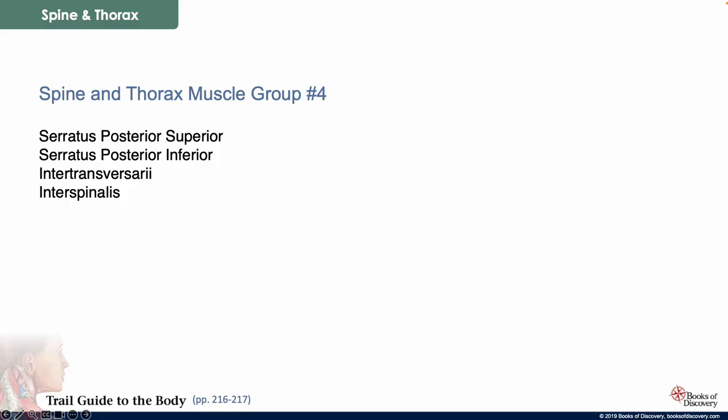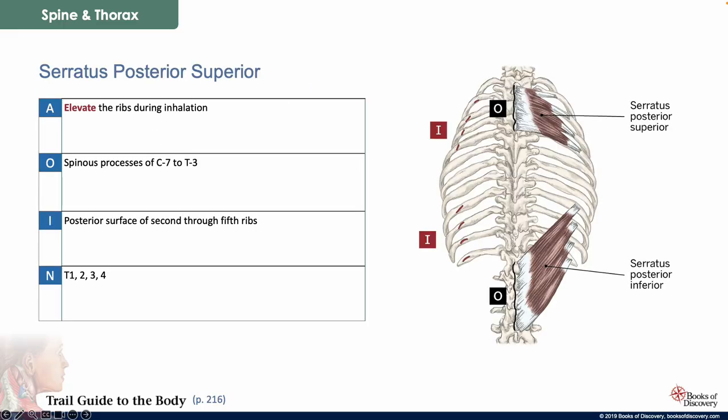All right, spine and thorax muscle group number 4. Let's do this, baby. Remember the serratus anterior? Guess what? There's a posterior, superior and inferior. This picture has both of them on here. So up here, this is what we're doing first, the superior. This elevates your ribs during inhalation. So these muscles are going to be rib pullers for when you're breathing.